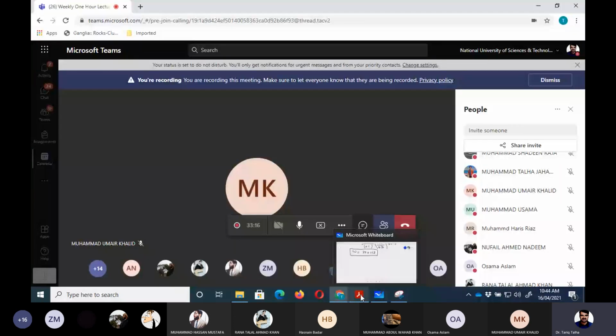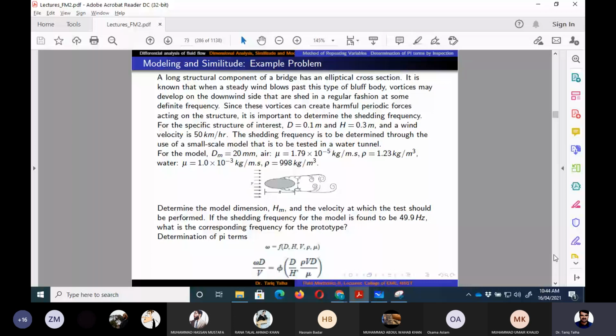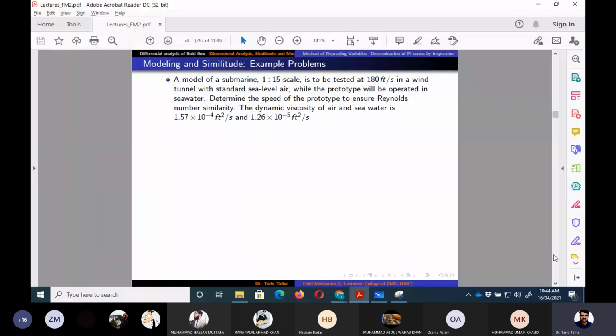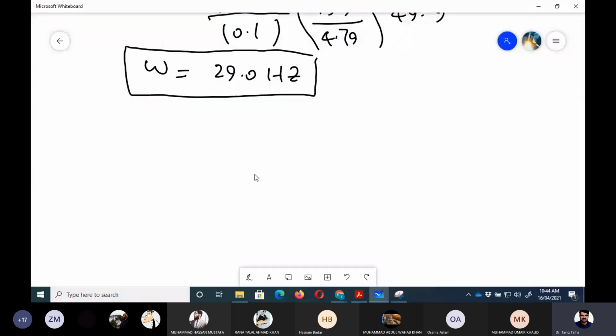Okay, so this was the first numerical. Now we do a couple of short numericals. A model of a submarine, with scale 1 to 15, is to be tested at 180 feet per second in a wind tunnel. This model scale is the length scale which is given to us. So if I write it here, what does it mean?